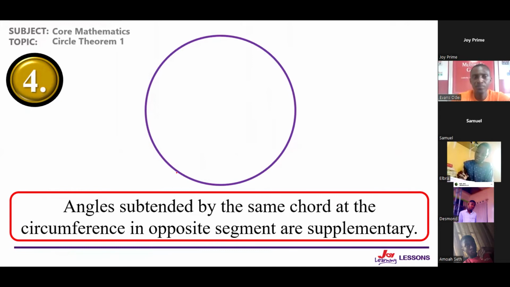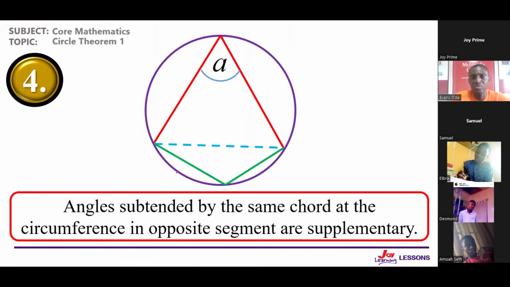This is a chord. We subtend an angle to the circumference. Then at the ends of the same chord, we bring another angle to the opposite segment. So we get this. What we are saying is that these two angles ought to be supplementary. That means if you add A plus B, you get 180.